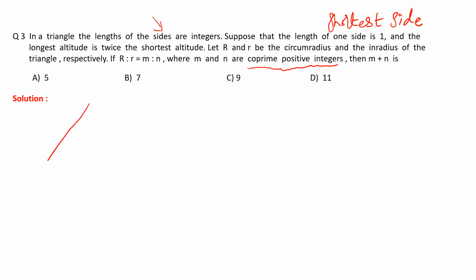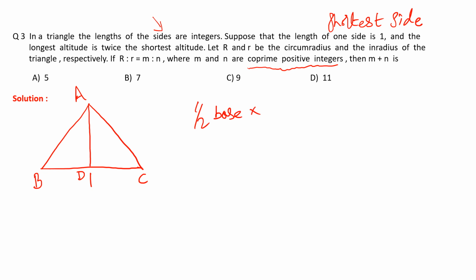So now let's make the triangle. Suppose this is the triangle ABC and BC is of length 1, which is the shortest side. Let's draw a perpendicular from A onto BC. I am calling this point D. Now students, AD must be the longest altitude. Why am I saying longest altitude? Because we know that in a triangle, half base into height is equal to the area of the triangle, right? So that means height can be written as 2 delta upon base.